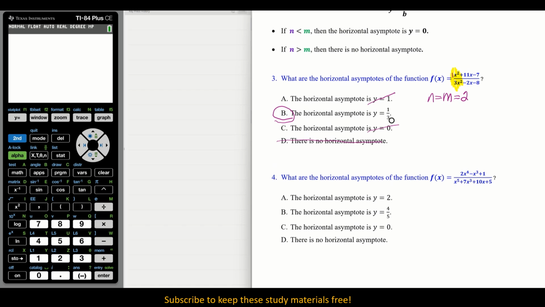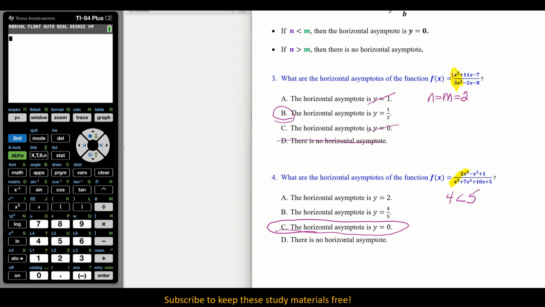Number 4. What are the horizontal asymptotes for the function f of x? Again, same thing. We need to look at those leading terms. And in this case, n, which is 4, is less than m, which is 5. Well, that means that y has to equal 0.